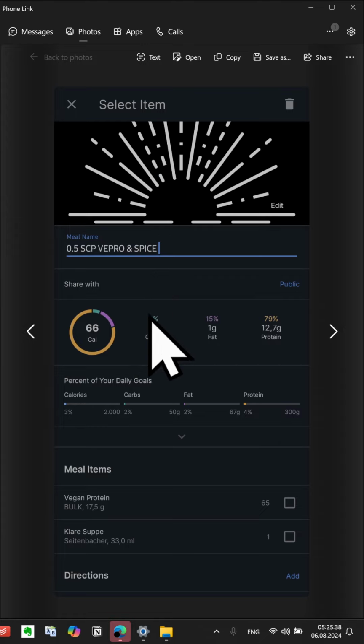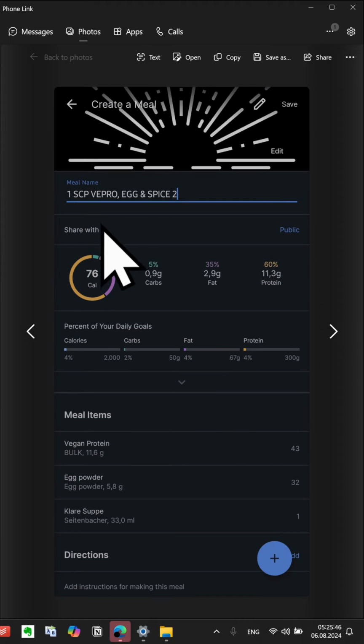And so the solution is that I need units that are as small as the increments I use. And so the meal I made is half a scoop of Wipro and spice and half a scoop or 1 scoop of egg and spice. So this is just one of these. I now have 0.5 scoops, I have 1 scoop, and I also have the full shake of 1 powder, which would be 2.5 scoops.